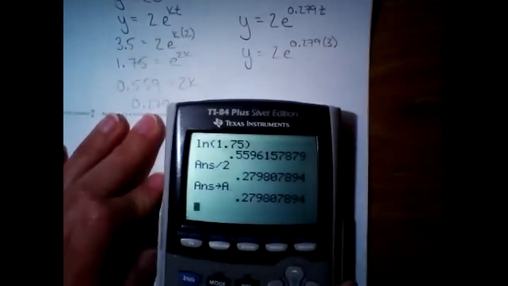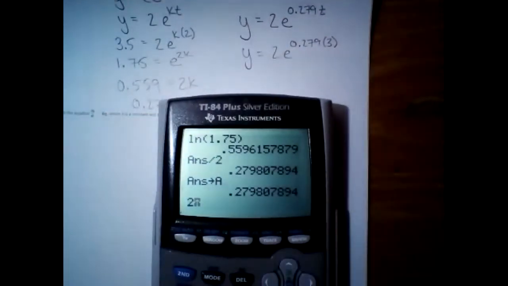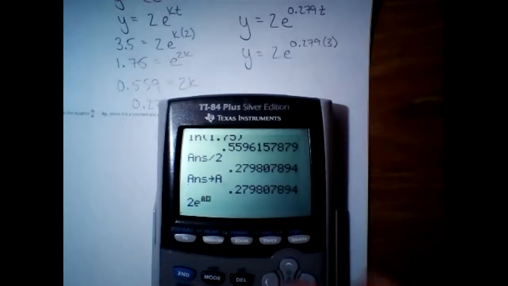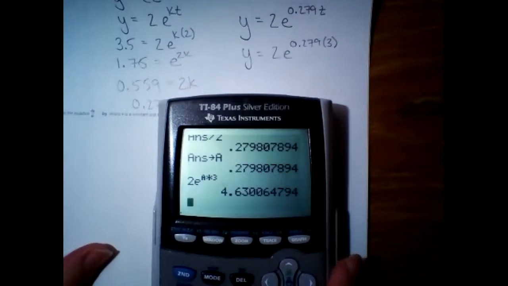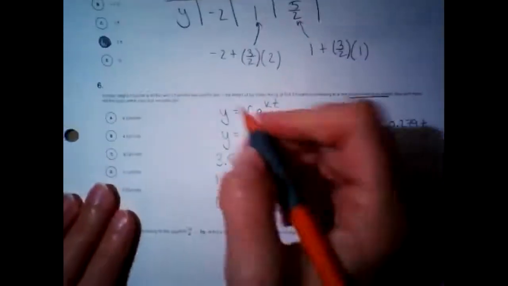So I'm going to type in 2e to the power alpha a, that's stored value, times 3. And so that is the puppy's weight at 3 months. So 4.6 pounds. And so that one is B.